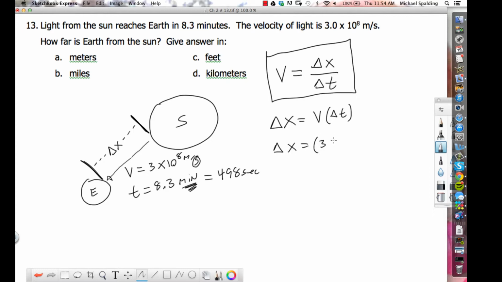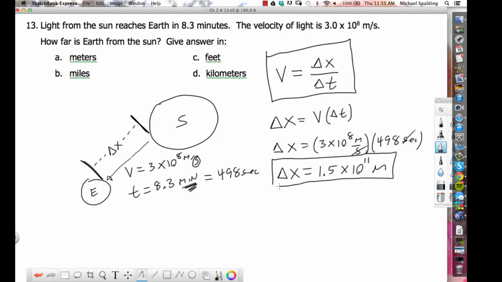So the velocity is 3 times 10 to the 8th meters per second, and our time is 498 seconds. So seconds cancel, and we get a displacement of, I'm going to round this off, 1.5 times 10 to the 11th meters. So that's the answer to A.